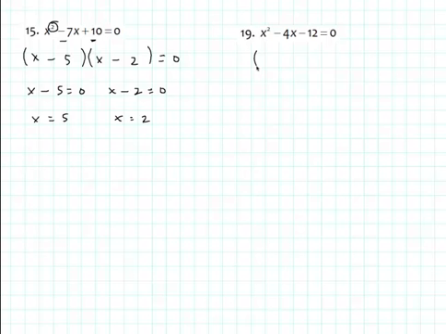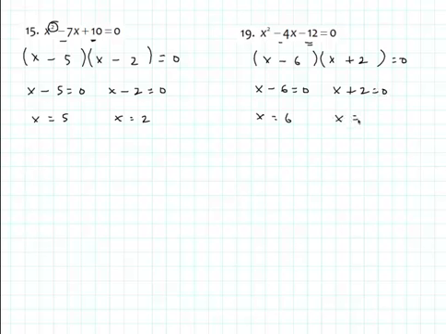Split this up into two sets of parentheses. The x squared here. Looking for two numbers that give me a -12, but give me a -4 when I add. -6, +2. Set both of these equal to 0, which is a step that you will most likely do in your head eventually. Add the 6, subtract the 2, and those are our two answers.